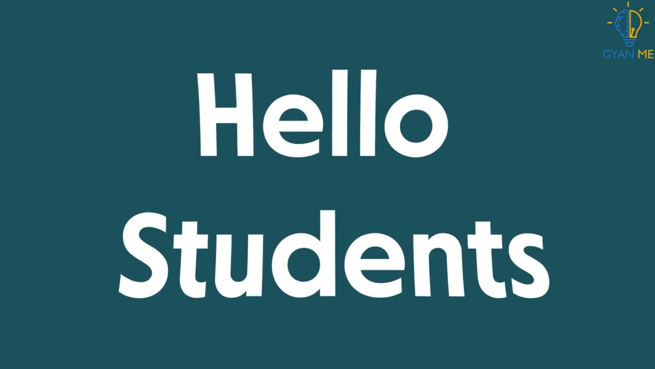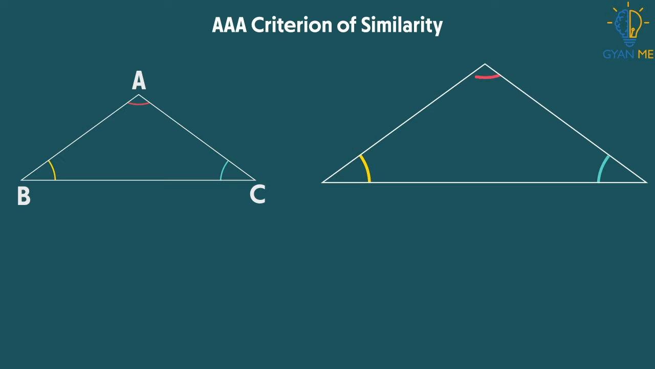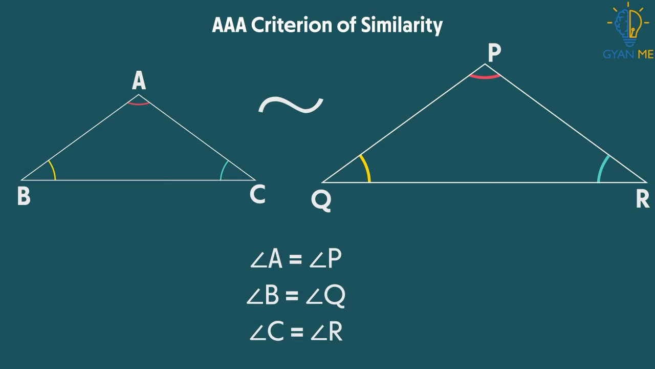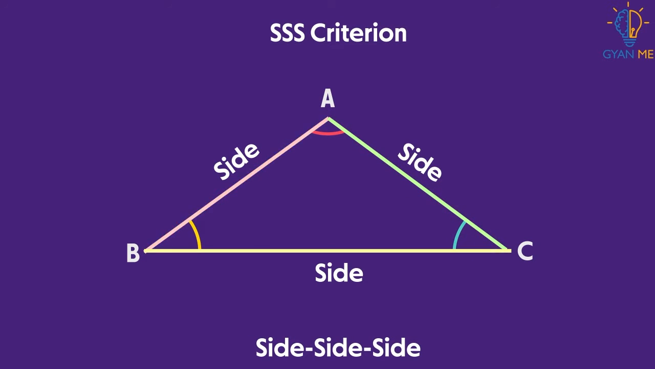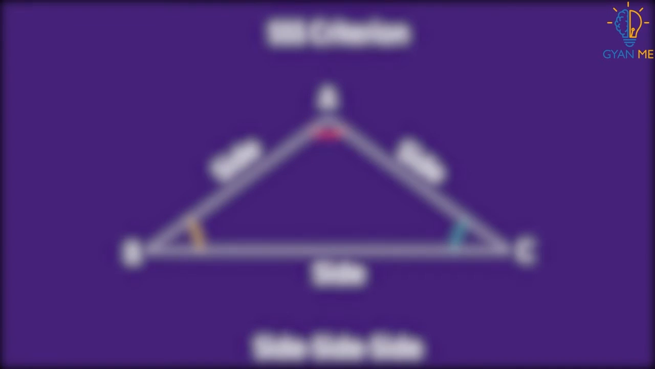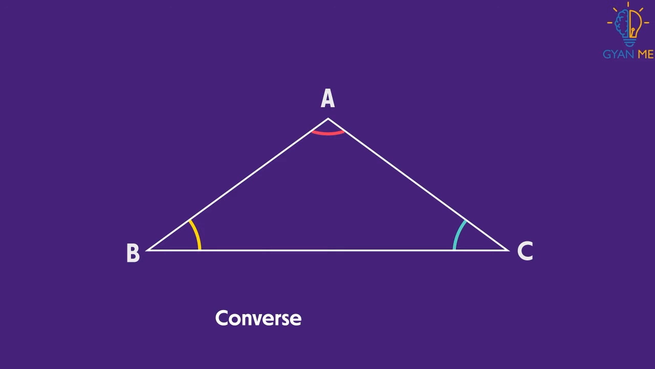Hello students, we have understood the angle criteria, that is AAA criteria of similarity, in our previous video. Now in this video, we will study about SSS, that is side criteria of similarity. Do you know what this SSS criteria of similarity is about? It is nothing but the converse of the angle criteria.